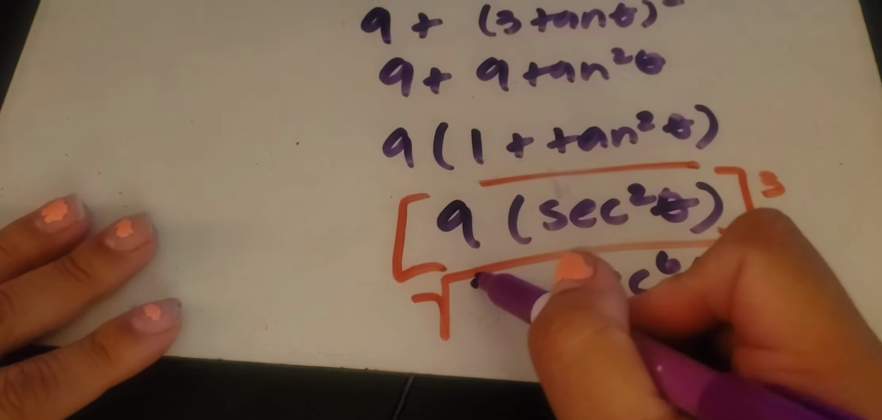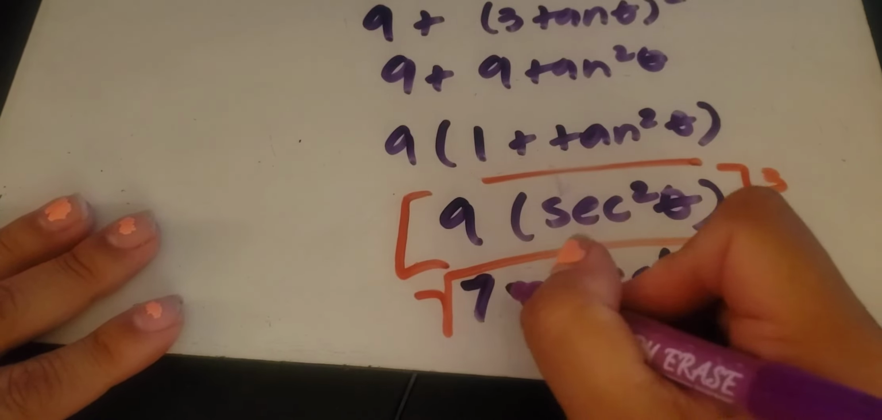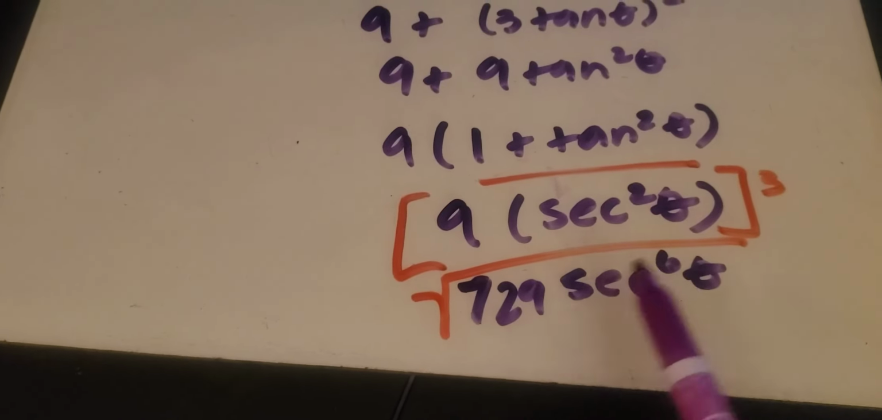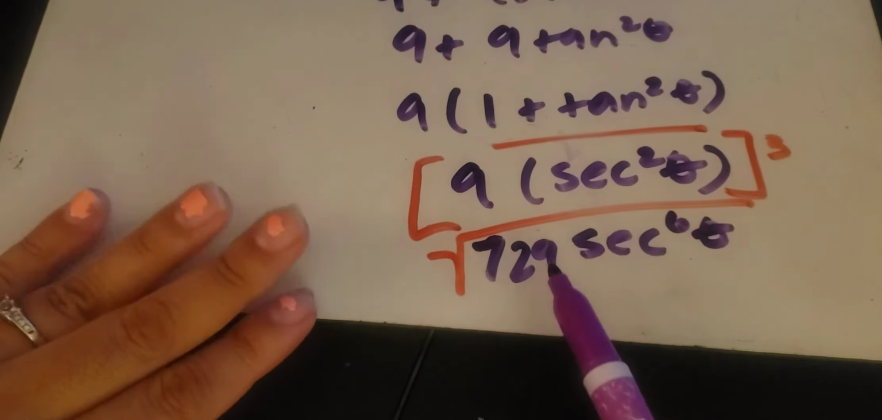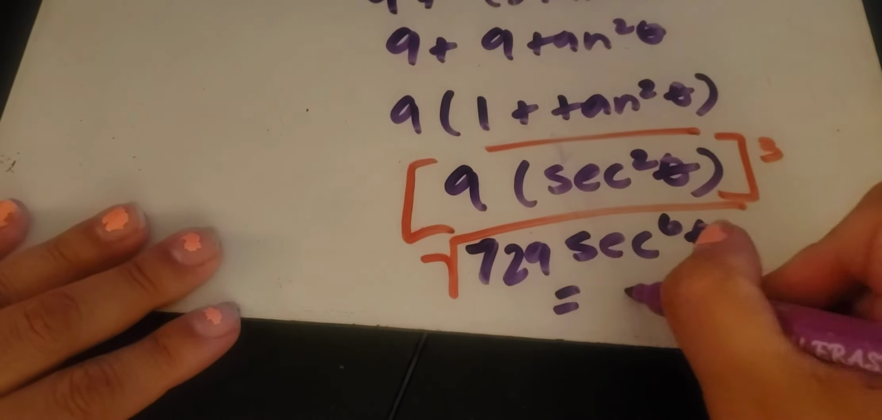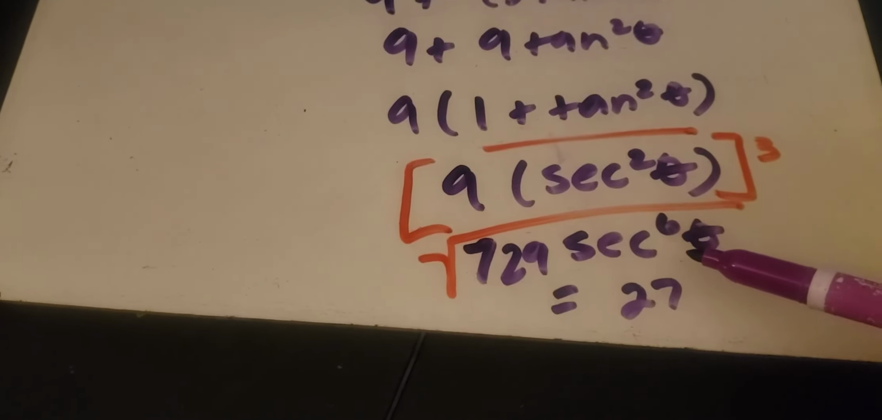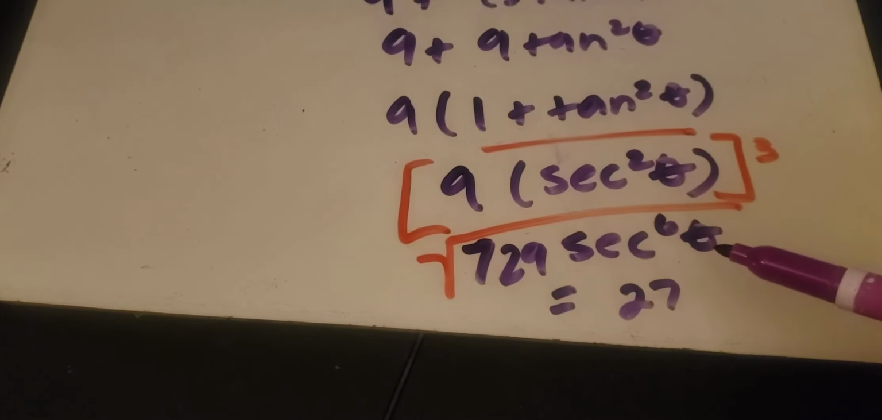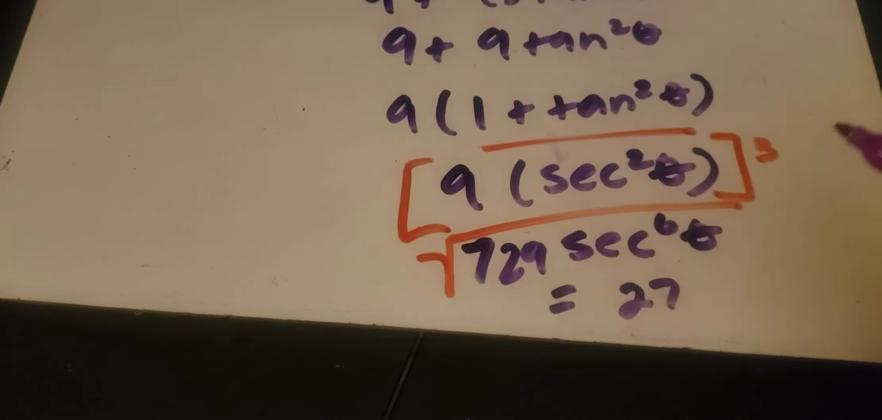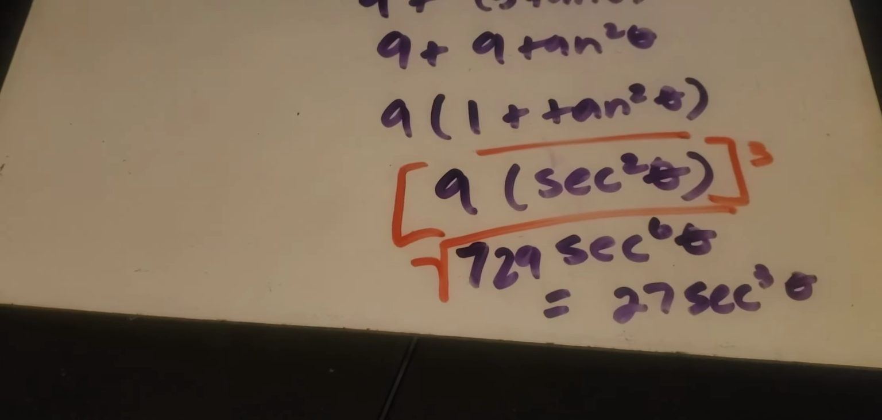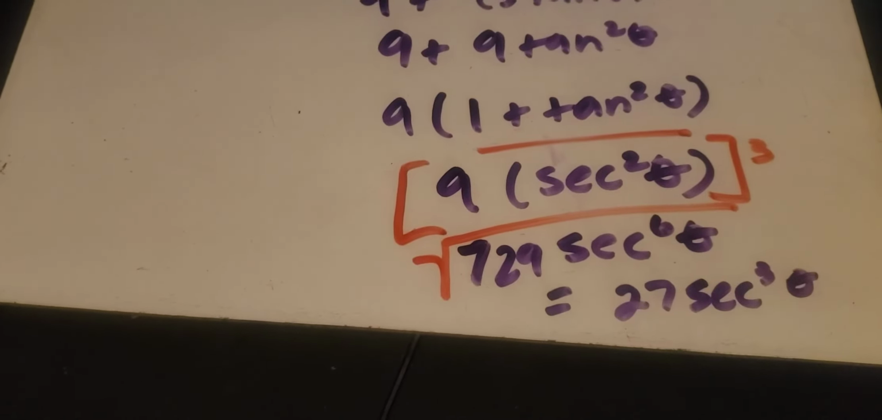That is 729. Now I can go ahead and square root this and square root that. Square rooting 729, 729 is a perfect square, and you would end up with 27. And then square rooting secant to the 6th power theta will just give you secant cubed theta. So my final answer should be 27 secant cubed theta. And that's it.